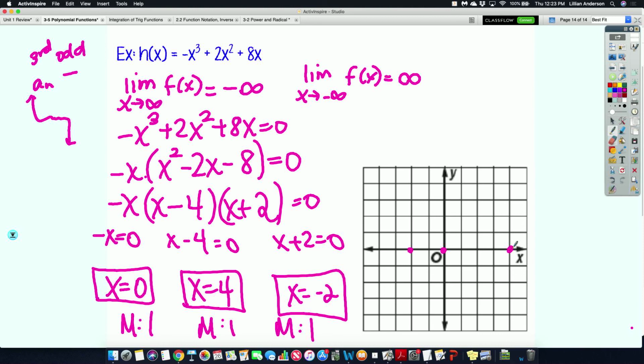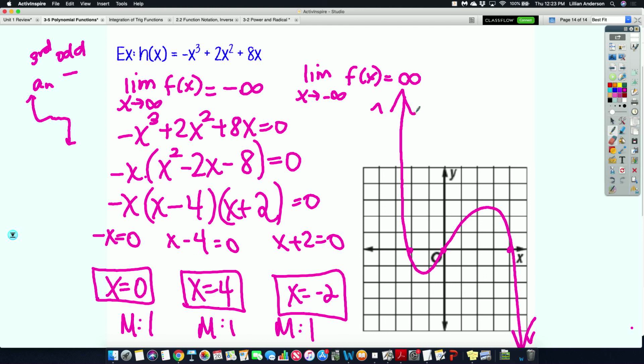My ends, the left side is up, while the right side is down. So I'm coming from positive infinity, coming down, crossing, crossing, crossing. There's your function.